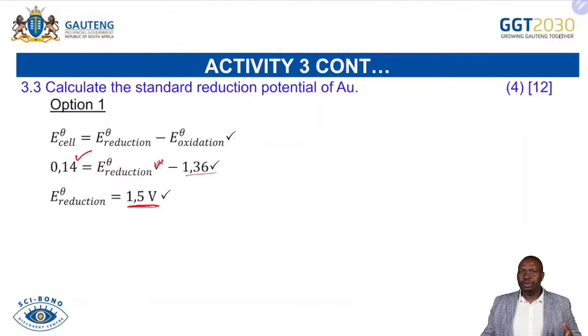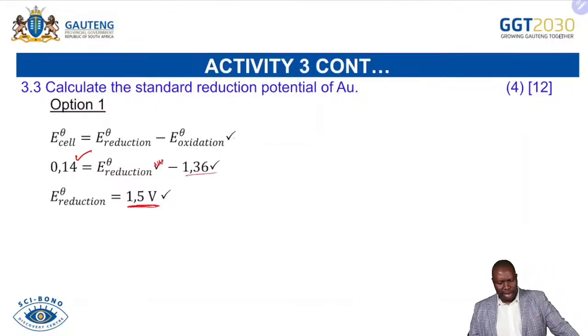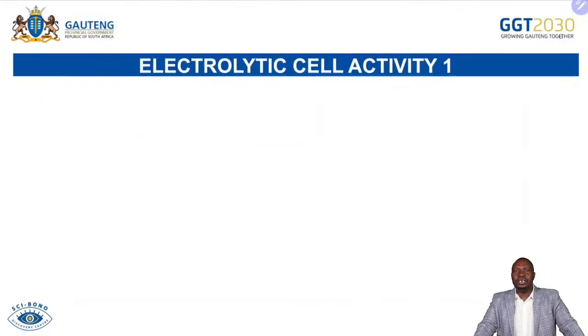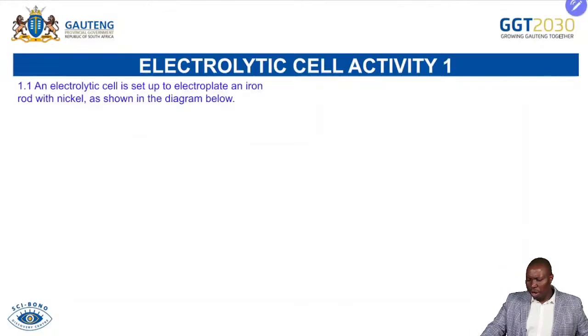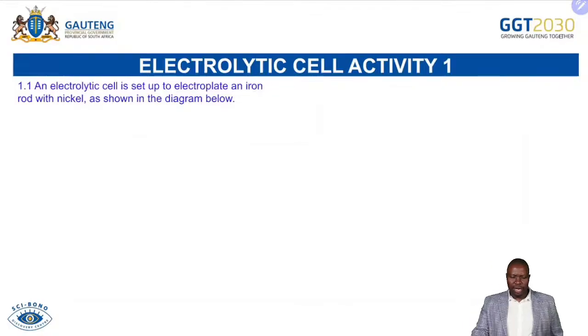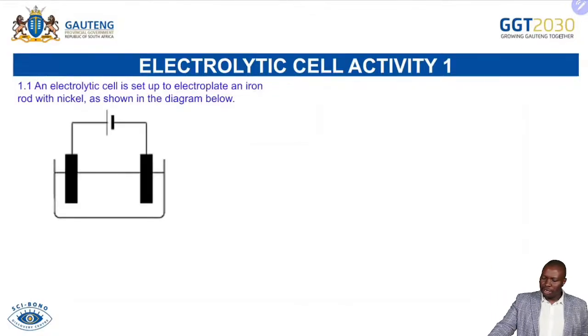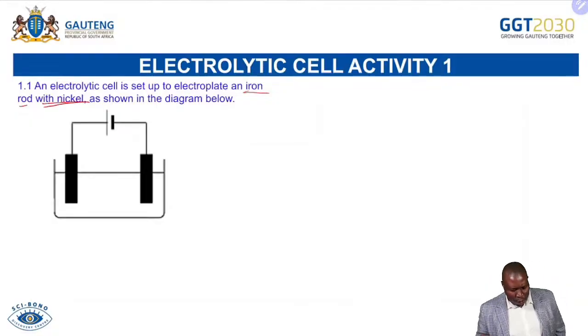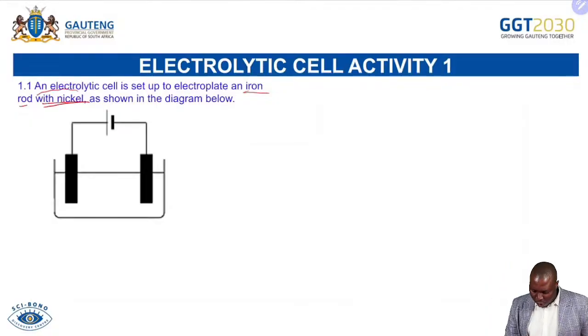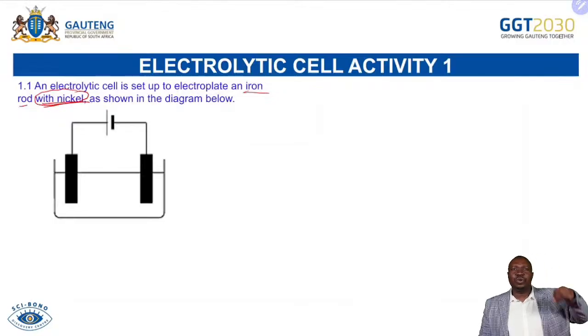I hope this has helped you to see different types of questions and how to approach them. And then let's move to the electrolytic cell now, to say the same can be done when we're dealing with an electrolytic cell. We're given here an electrolytic cell which is set up to electroplate an iron rod with nickel. Remember, your focus is with what? What are we electroplating with? Nickel. Which means your focus is on nickel.